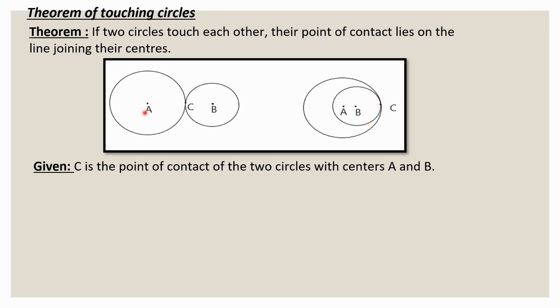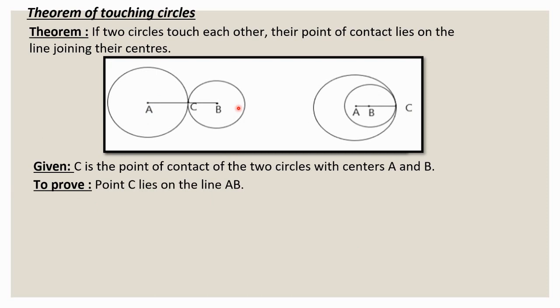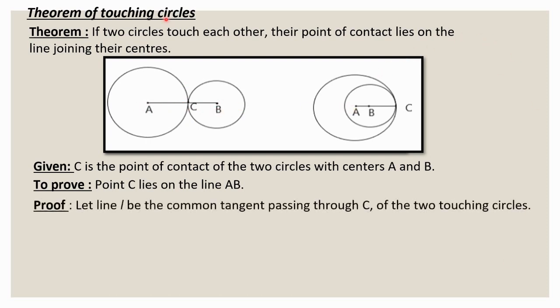So C is the point of contact of the two circles with centers A and B. We have to prove that C lies on the line AB. Note that AB is a line joining the centers. Let us start with the proof.